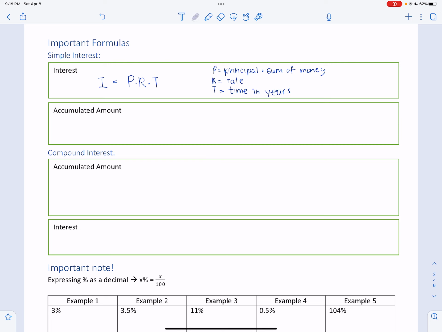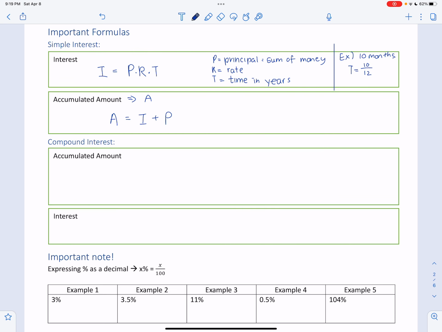So if it's monthly, for example, 10 months, then we do time is 10 out of 12, okay? The accumulated amount, we usually let it be A, can be found by I plus the principal. So the interest plus the principal will give you A, the accumulated amount.